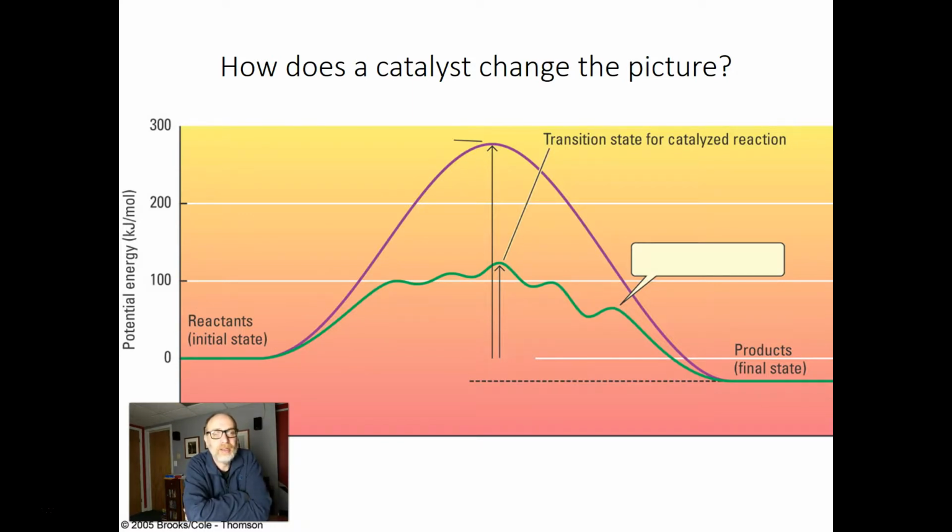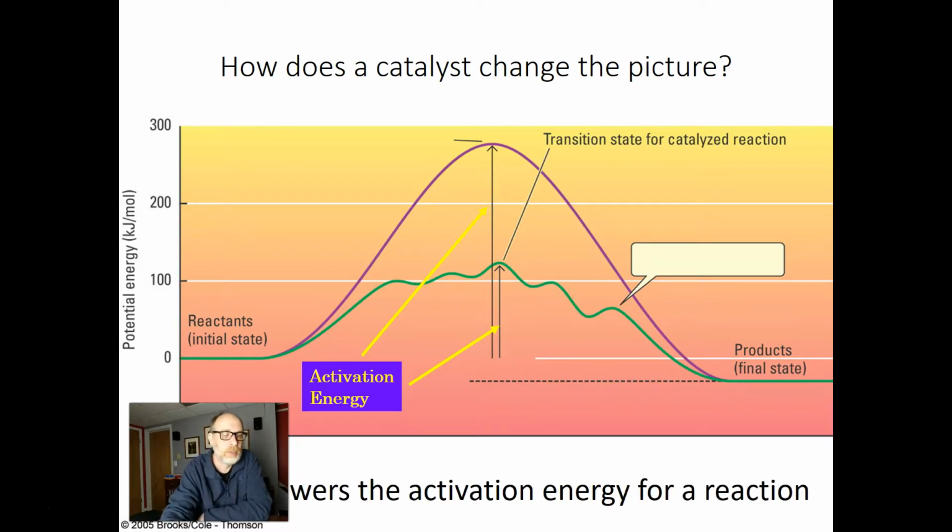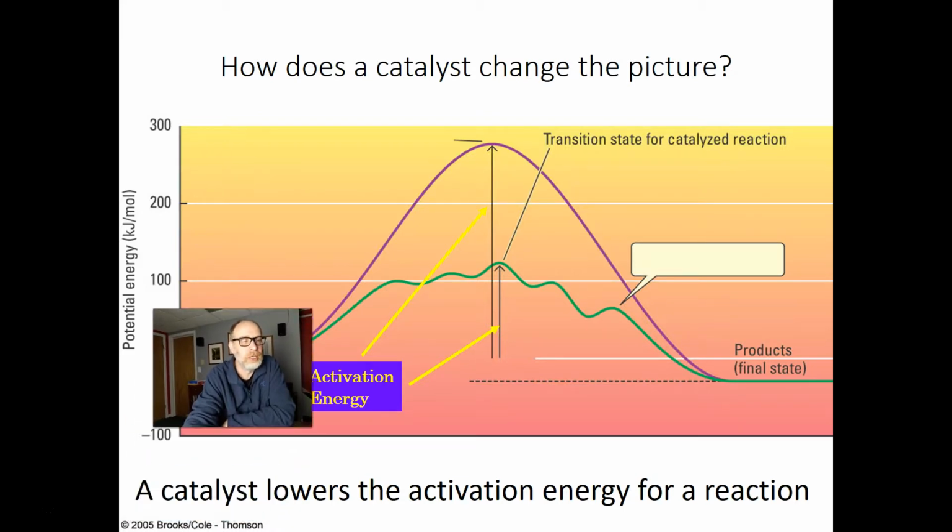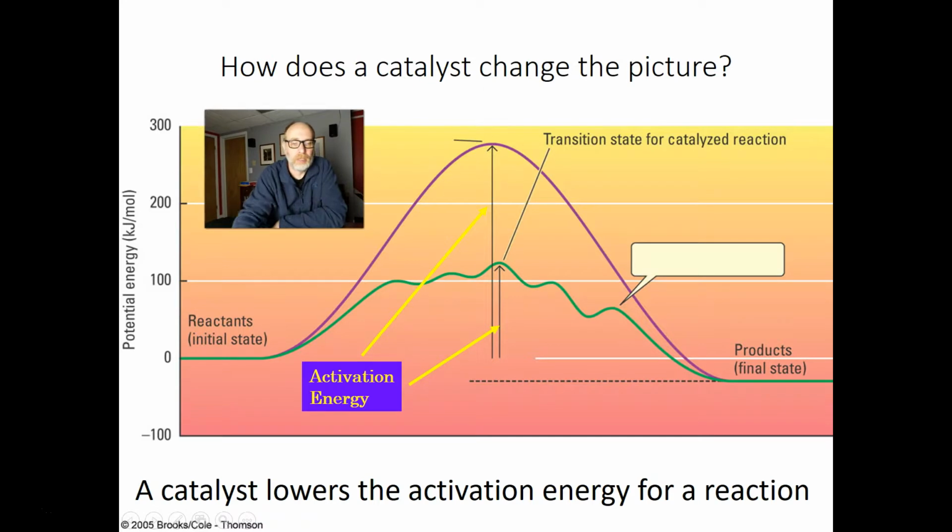So the catalyst effectively lowers the activation energy of this particular reaction. And so if we have a lower activation energy, we know the rate constant will be larger, and if the rate constant is larger, then the rate of the reaction will be larger. So that's great. We know that a catalyst lowers the activation energy for a reaction.